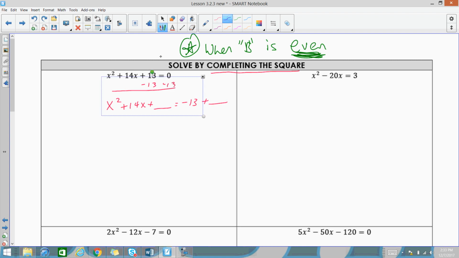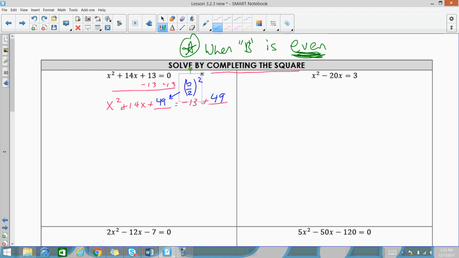Now, just a refresher, I'm only going to do this once. To get your new special c value to complete the square, it's b divided by 2 squared. All right, it's half of b, and then you square it. So here, half of your b is 7. 7 squared is 49, and that's what you're going to add on both sides, 49 and 49.